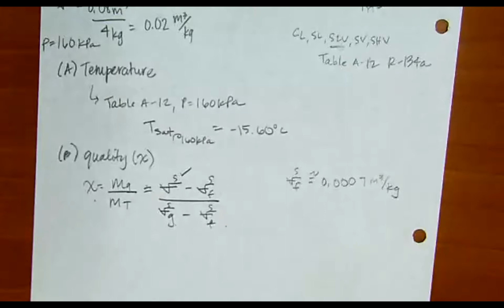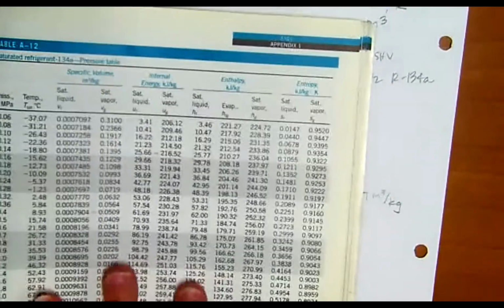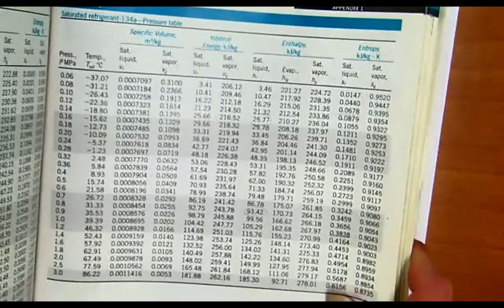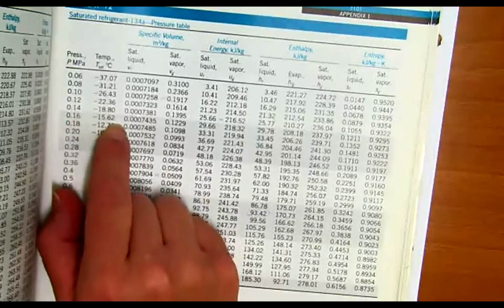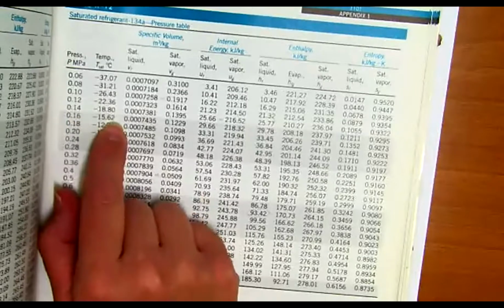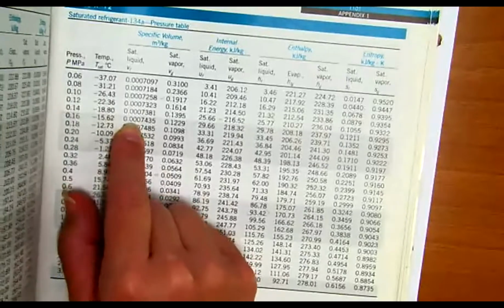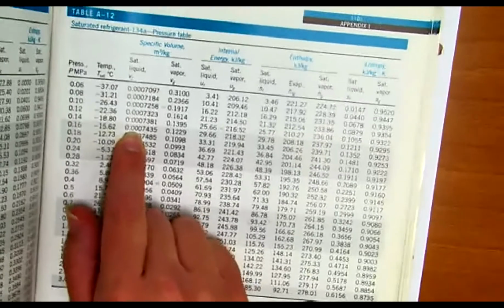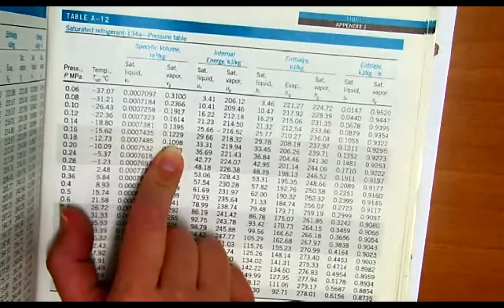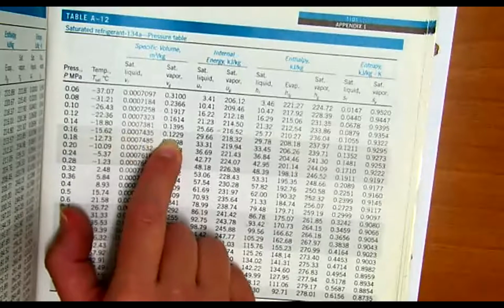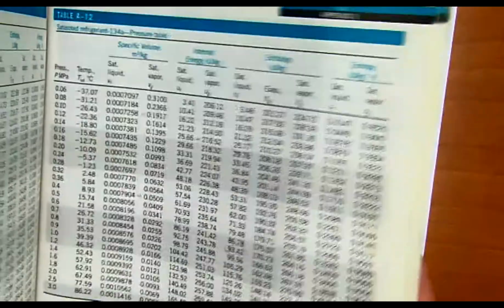All right. So here's our table for saturated refrigerant 134A. It's our liquid vapor table. We're looking at pressure. So this pressure is in megapascal. So this is 0.16. So right here is our saturated temperature. And here is our saturated liquid specific volume, 0.0007435. And then our saturated vapor V sub G is 0.1229. So these are slightly different in the version 9 textbook.